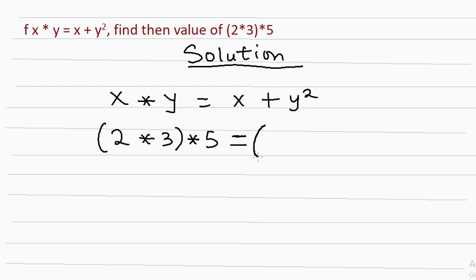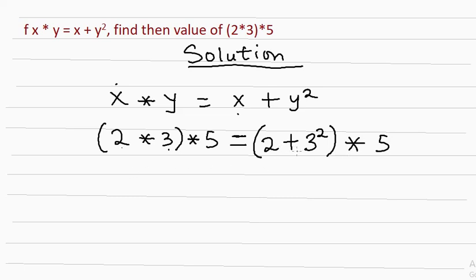To evaluate the bracket, you know very well that the 2 is being represented by x, while the 3 is being represented by y. So any place I see x, I put 2 from this particular expression, and if I see y, I put 3, that is 3 squared. So this is for the bracket, then asterisk 5.